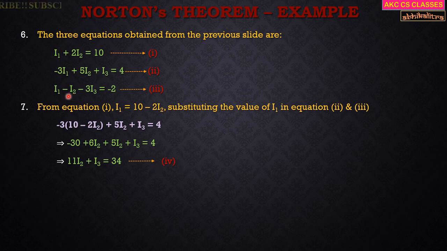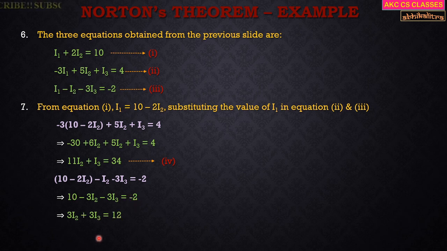Now we'll put I1 in equation 3. For equation 3, with I1 substituted, it will be 10 minus 2 times I2 minus I2 minus 3i3 equal to minus 2. Now we solve the equation. Minus 2 times I2 minus I2 will give you minus 3i2. So it will look like 10 minus 3i2 minus 3i3 equal to minus 2. If 10 is taken to the RHS, it becomes minus 10, and minus 2 is already present. So minus 10 minus 2 gives minus 12, and if minus is taken common from both sides, the minus gets cancelled out, and we are left with 3i2 plus 3i3 equal to 12. If we divide LHS and RHS by 3, we get I2 plus I3 equal to 4, which is marked as equation 5.